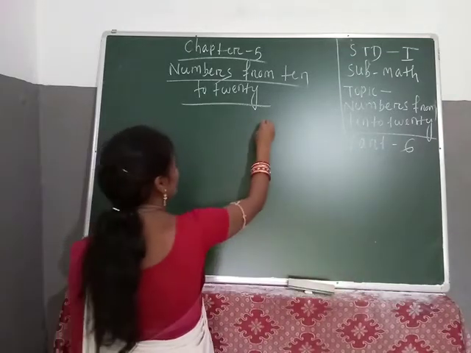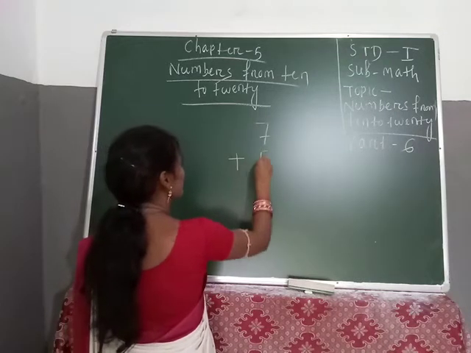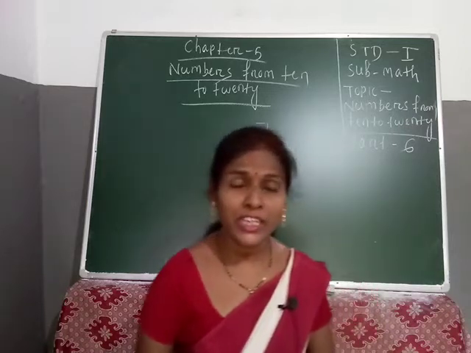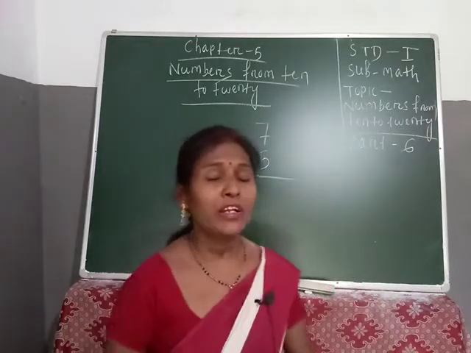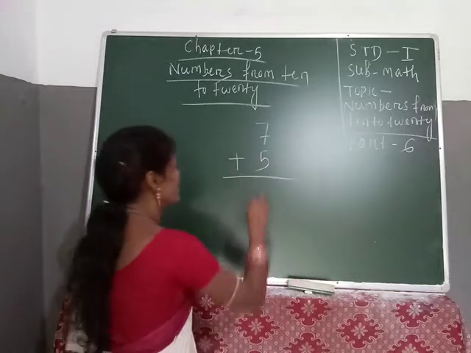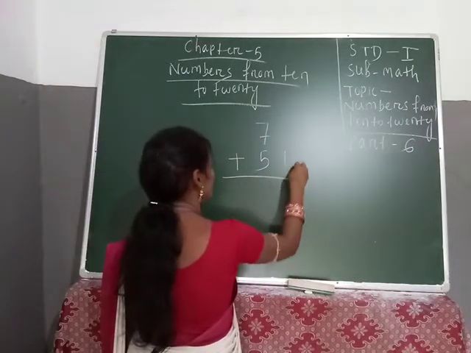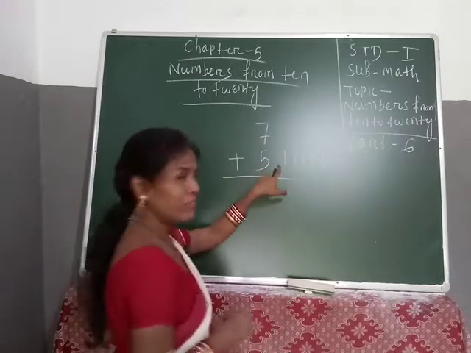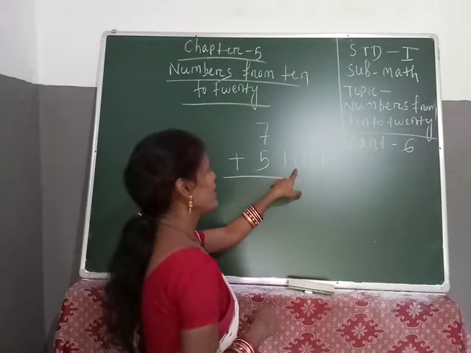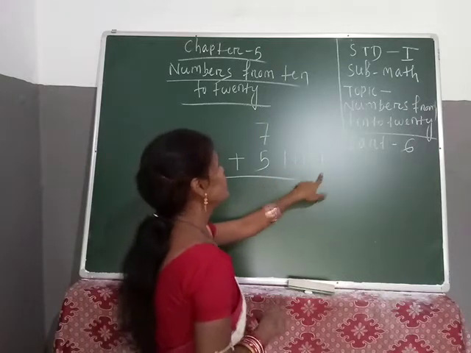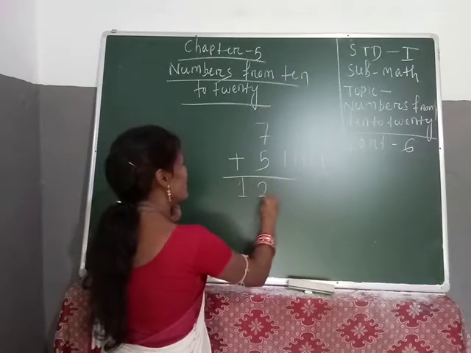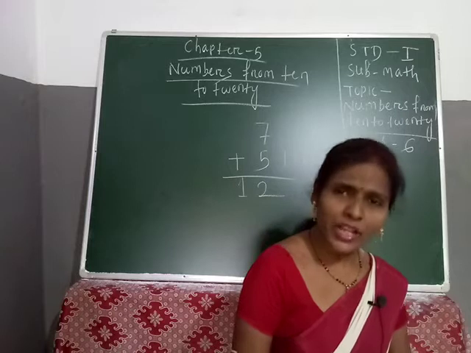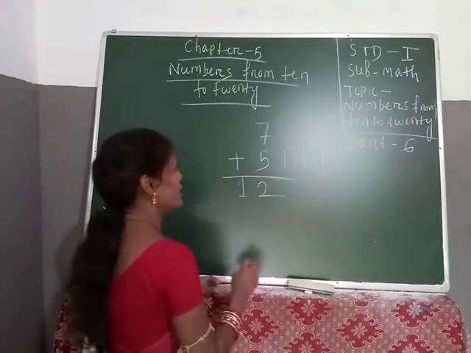Next, listen. If I write 7 plus 5, tell me students, from 7 and 5 which is the smallest one? Yes, 5 is the smallest one. So we will put 5 lines: 1, 2, 3, 4, 5. Here is your 7. After 7 you count 8, 9, 10, 11, 12. So 7 plus 5 makes 12.